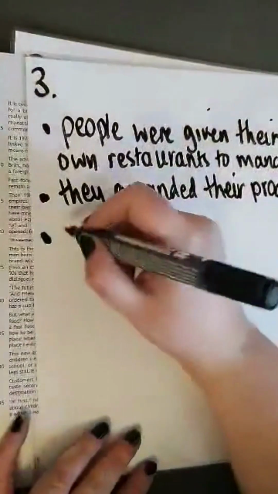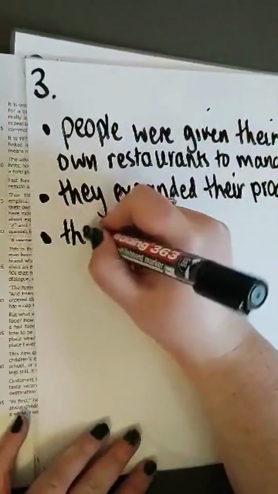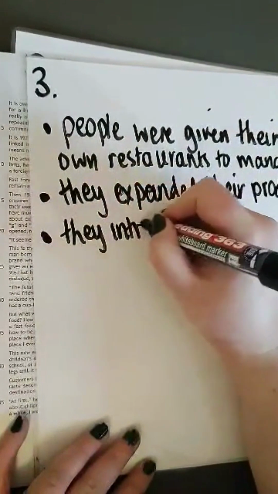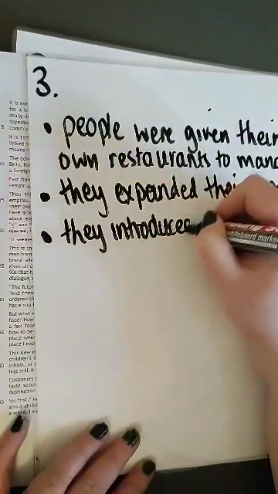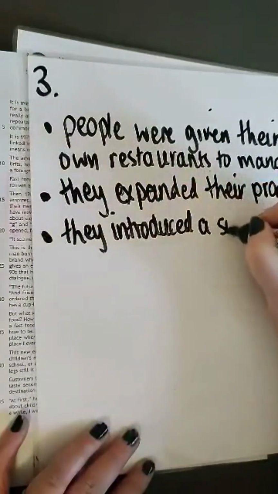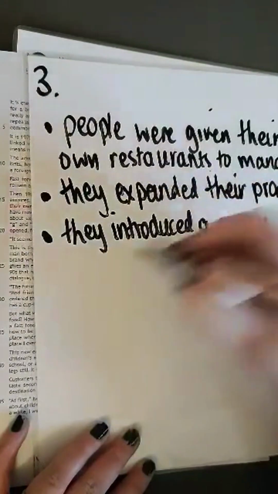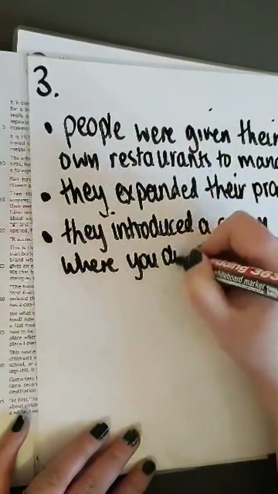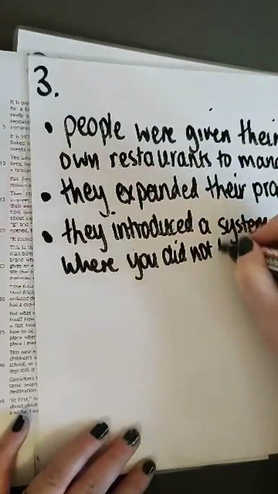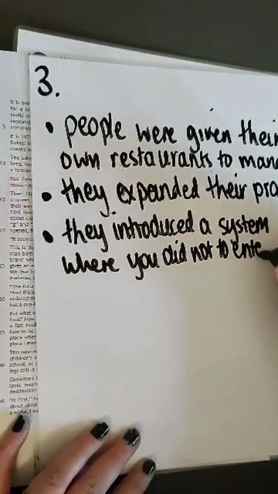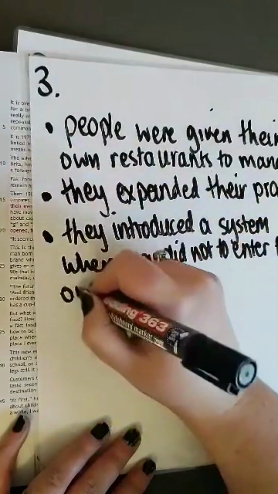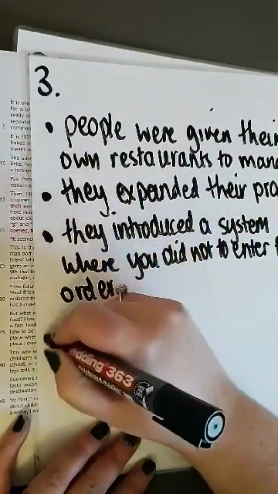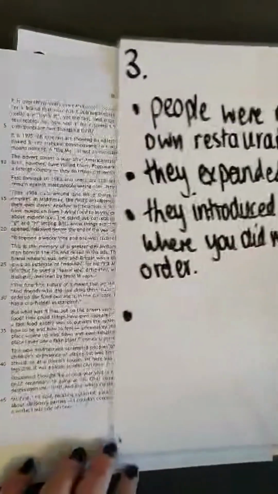So we can say that they introduced a system where you did not need to enter to order. You can still just sit in your car and drive through.